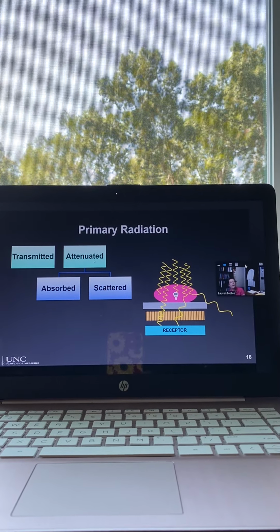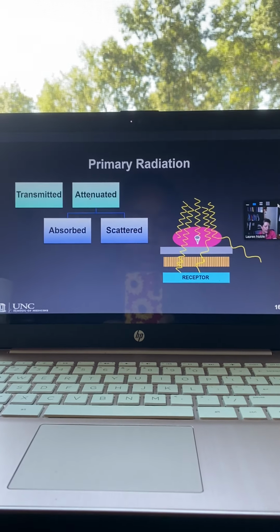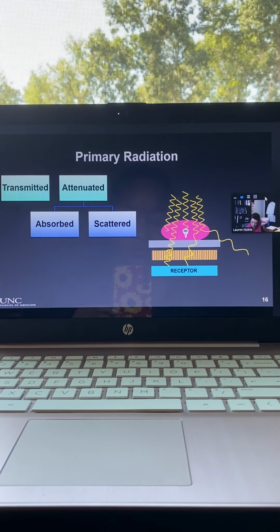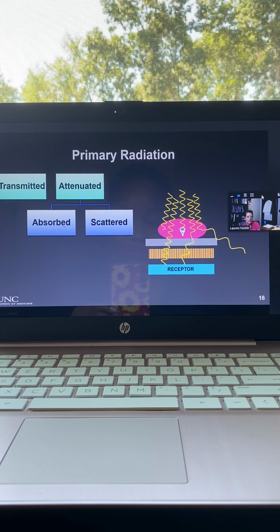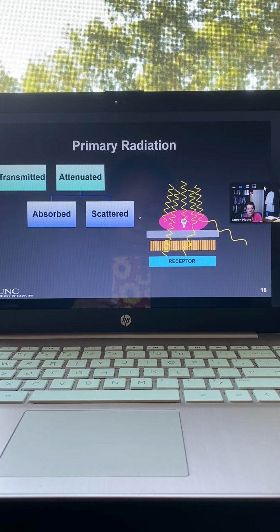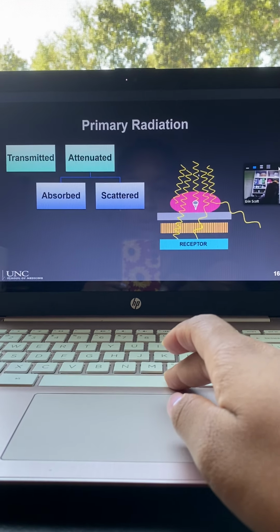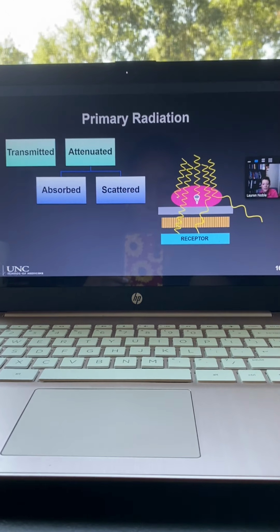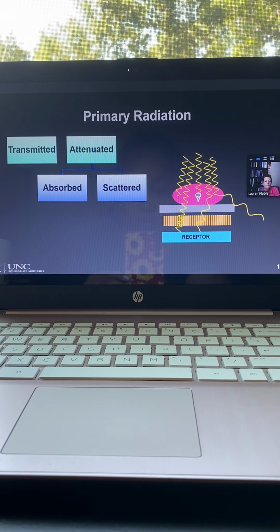Attenuated means that we have a reduction in number of photons as they travel through matter. So they've interacted. Okay, they've interacted. Attenuation can be absorption or it can be scatter. Absorption, what photon numbers would correspond to that? 1 and 3. This one was absorbed by soft tissue. This one was absorbed by bone. Okay?